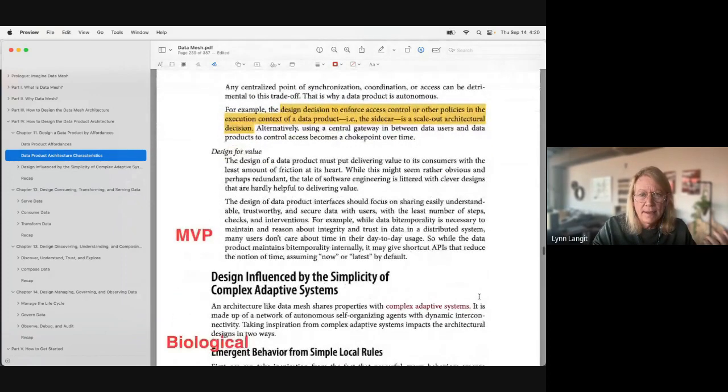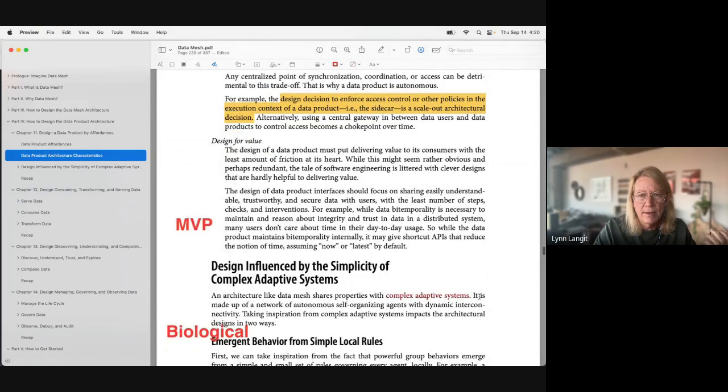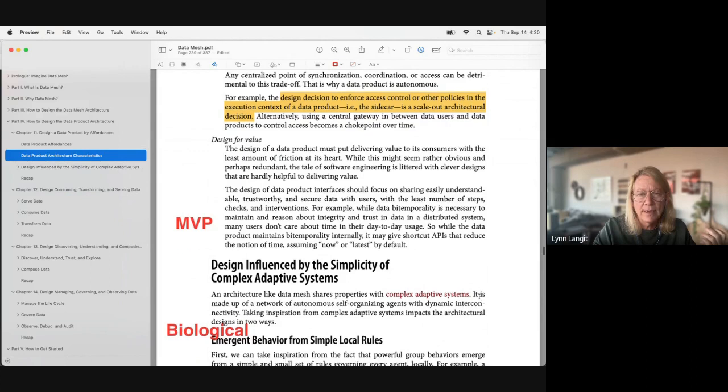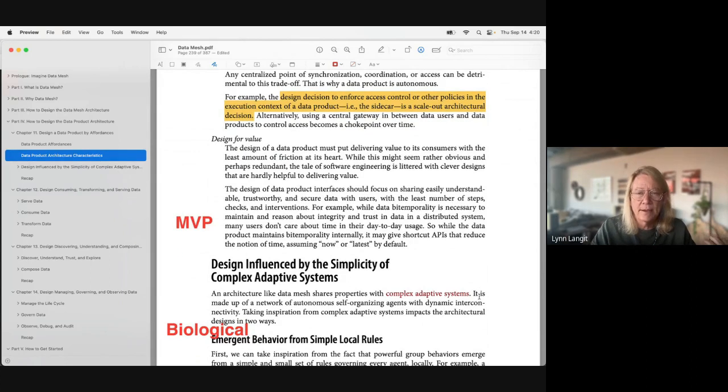Okay, and design for value. To me, that's make an MVP. Value means value to the business. So like, get the value all the way to the customer as soon as possible.